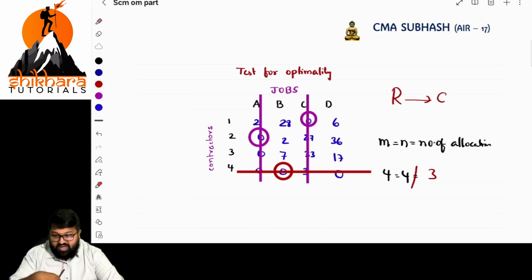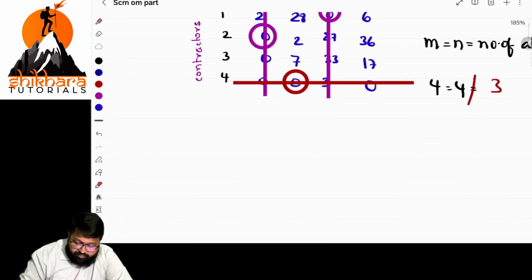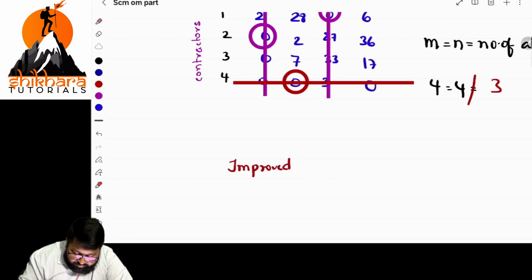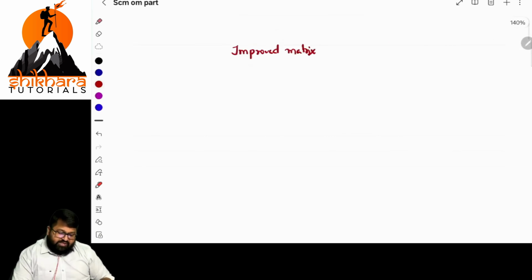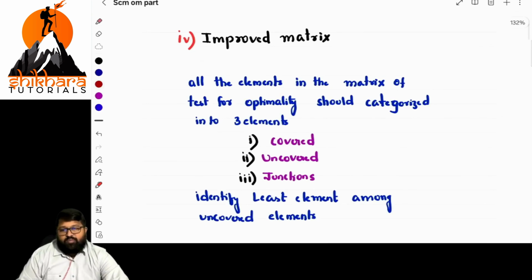But is it proved there? Is it satisfying that condition? No. As m equals n is not equal to the number of allocations, we have to go for the next step. What is that step? Improved matrix. So in the case of improved matrix, what we should do, I have mentioned here in this point.